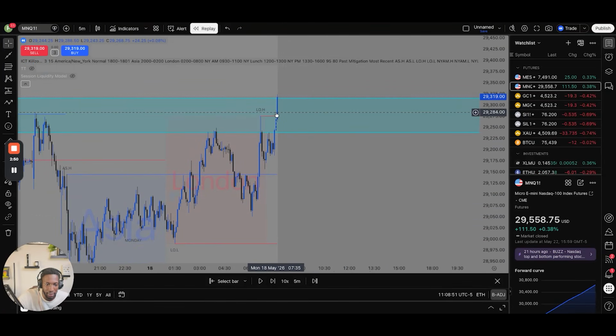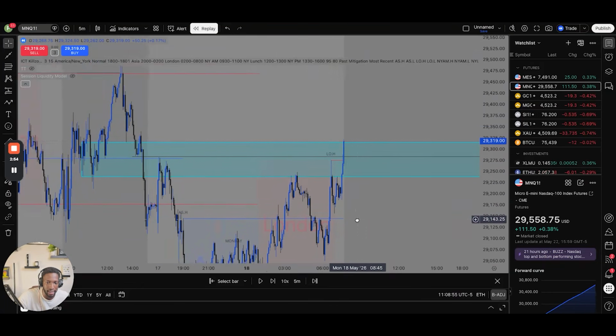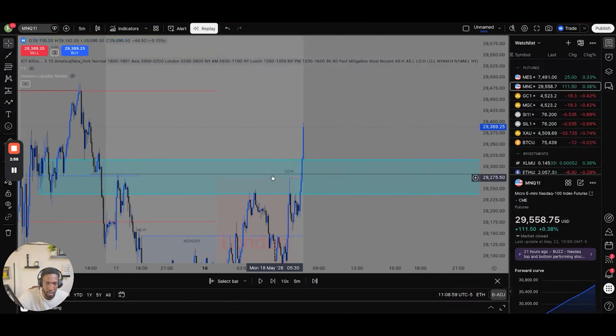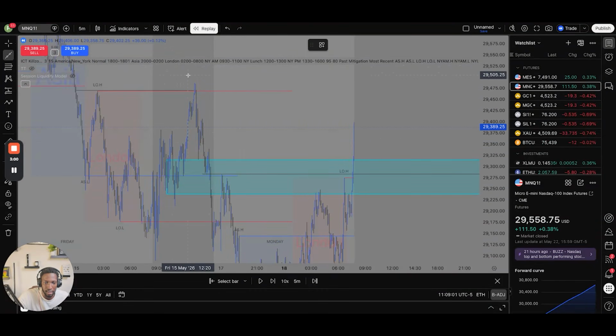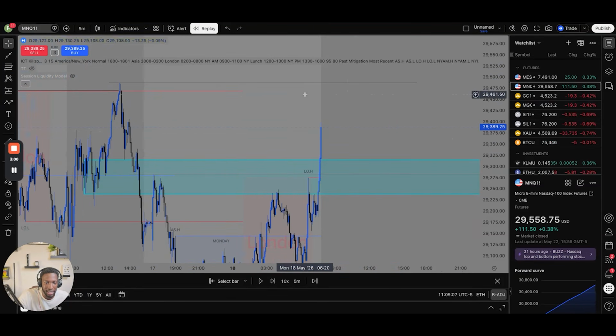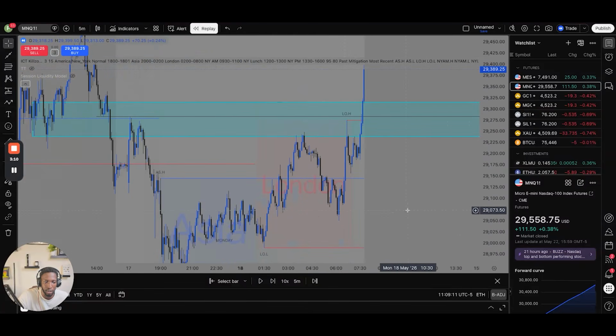Okay, so here is where I would have liked to see a reaction to continue lower. We didn't quite get that. We're displacing higher. I don't want this high taken. If this high gets taken, we're bullish. And I'm not targeting this high yet because we are in bearish order flow.